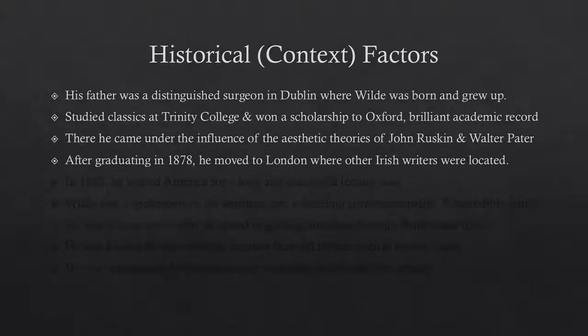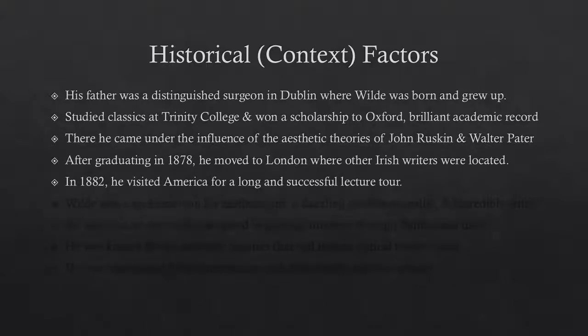After graduating from Oxford in 1878, when he was 24, he moved to London, and there were other Irish writers there, like George Bernard Shaw and William Butler Yeats, and so that was initially very good for him. In 1882, he visited America and gave a long and successful lecture tour. So up until 1895, which we'll talk about in a few minutes, he was a very successful, popular, well-respected writer during his time.